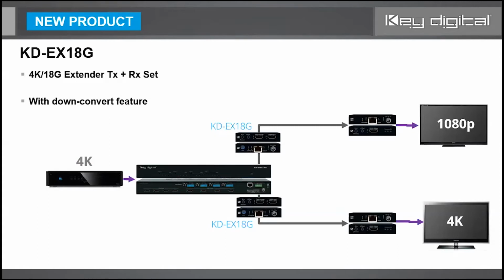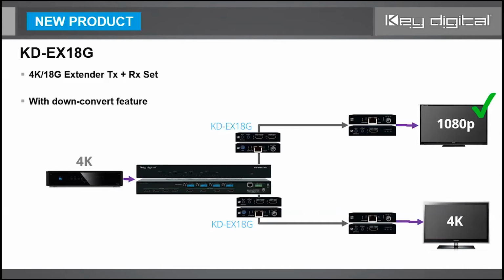Well, not to worry, guys. We have a brand new product, an extender called KDEX18G. That is sold as a set, transmitter and receiver sold together. This product features, it's our first ever HDMI extender over Cat5 that features down convert, so that you can have your source come out at 4K, have it distributed through your system, and activate the down convert feature on the extender so that you have that same video source coming in at 1080p on your 1080p displays. Meanwhile, the signal still passes through on the 4K display.